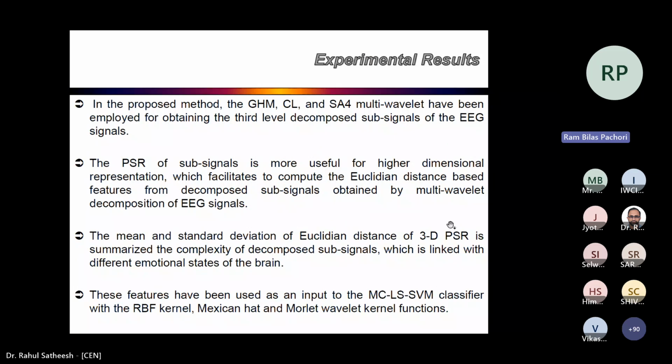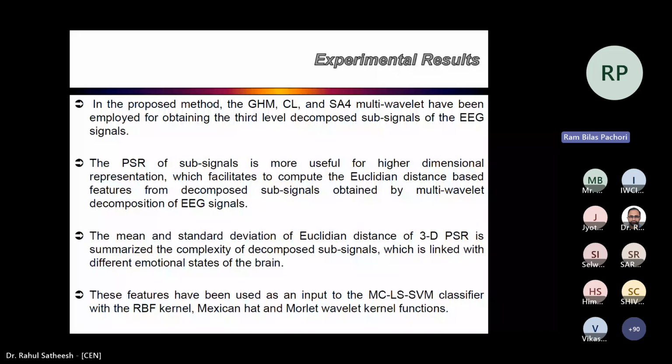So now we will see the experiment results. We have used GHM, CL, and SA4 multi-wavelets, and we have obtained third level decomposition, and we got the 4 subband signals. Then we apply phase space reconstruction of subband signals, and then the distance-based features are computed. And then these features have been used as input to a multi-class least squares support vector machine classifier with RBF kernel, Mexican hat and Morlet wavelet kernel functions.